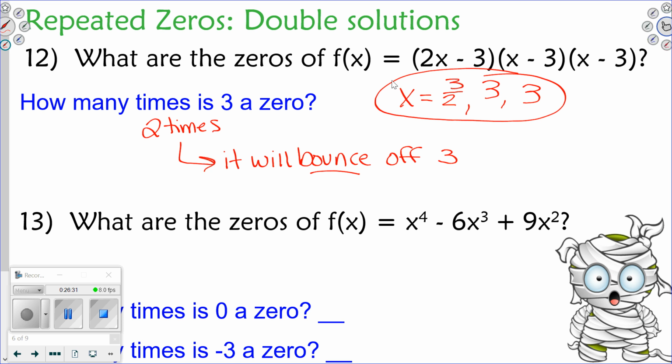What are the zeros of f of x equals x to the 4th minus 6x cubed plus 9x squared? What form is that one in? It's either standard or factored. It's my only options. That's standard form. So I need to actually factor this one. All right, so GCF? Thank you. So we'll have x squared minus 6x plus 9.